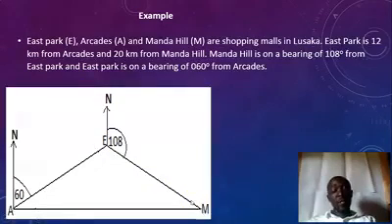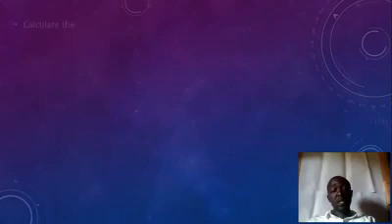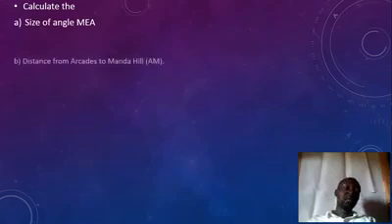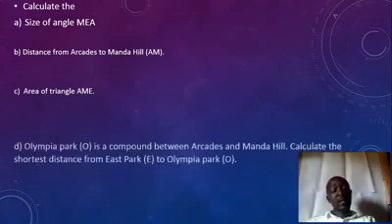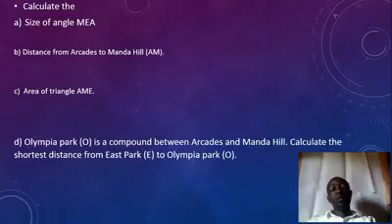The first question in our example says calculate the size of the angle MEA. The second question says calculate the distance from Arcades to Manda Hill. The third question says calculate the area of triangle AME. And the last question says Olympia Park is a compound that is found between Arcades and Manda Hill. Calculate the shortest distance from East Park to Olympia Park. That is our last question. Let us look at the solutions.